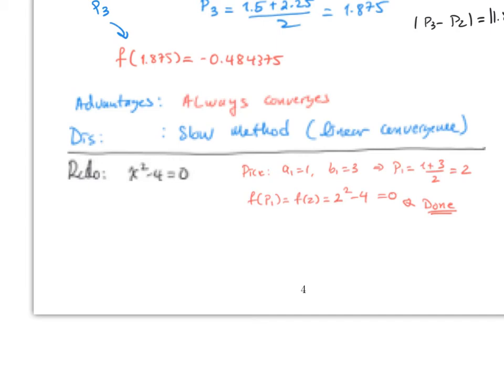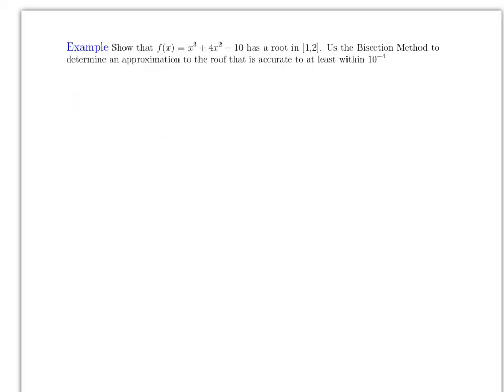All right, let's do one more example. The next example is in the book too, so you can check it there. All right, so here it's asking you to show that this function has a root between 1 and 2. So therefore, it's already telling you the value for A1 should be 1, and the value for B1 should be 2. Now you should check that they have opposite signs.